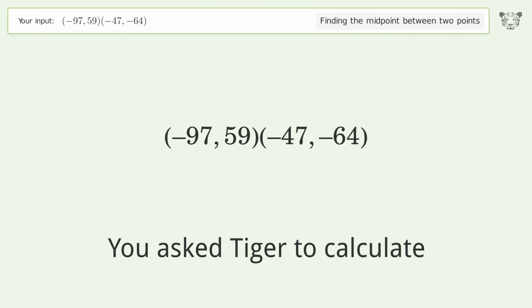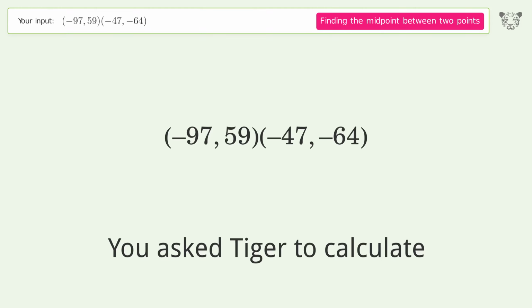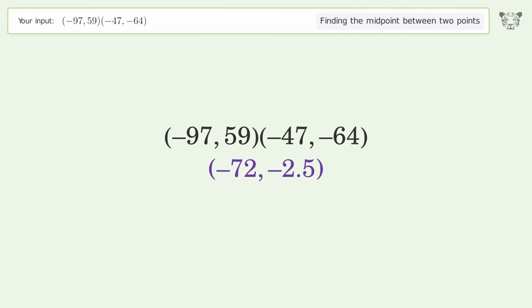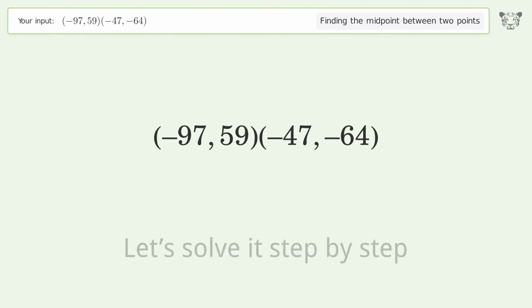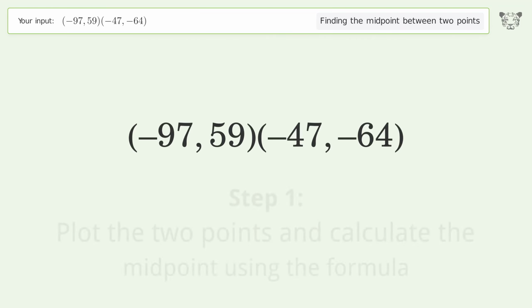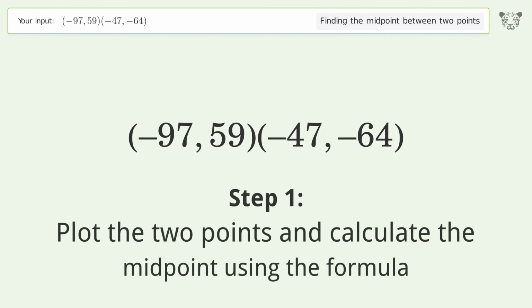You ask Tiger to calculate. This deals with finding the midpoint between 2 points. The midpoint between the 2 points is -72, -2.5. Let's solve it step by step. Plot the 2 points and calculate the midpoint using the formula.